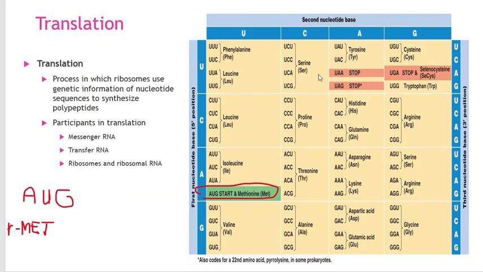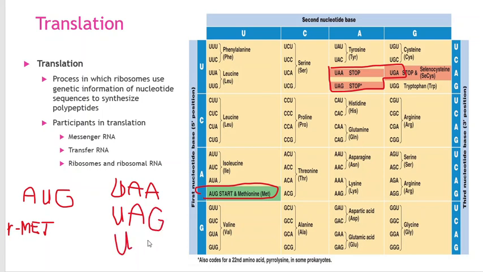We also have stop codons. Whenever the ribosome hits these, it is going to stop. UAA, UAG, and UGA. Those are the three stop codons. Do you need to know this? Do you think I would go through it if you did not?